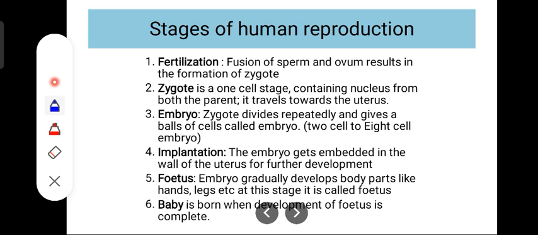Now the first step is your fertilization, the major events I am talking about. So as I have told you, fusion of sperm and ovum results in the formation of zygote. Then the zygote is one cell stage, as you know, only one cell, and the zygote travels towards the uterus as I have shown you in the picture. Then the zygote becomes embryo. What happens children? The zygote starts dividing, as it moves towards the uterus.